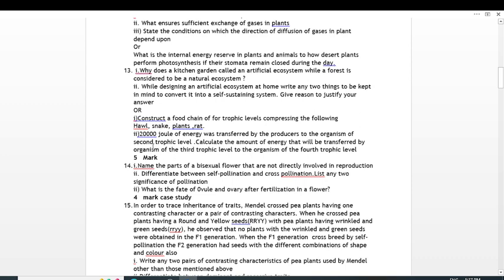And next one is: 20,000 joule of energy was transferred by the producers to the organism of the second trophic level. Okay, so the second trophic level, how much joule is there? 20,000. So calculate the amount that will be transferred by the organism of the third level to the organism of the fourth level. So the second level is 20,000. So the third level will definitely have how much? 2,000, and the fourth trophic level is 200. So here you want to write about the 10% energy loss.